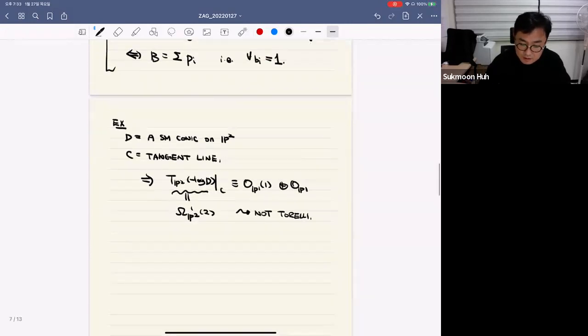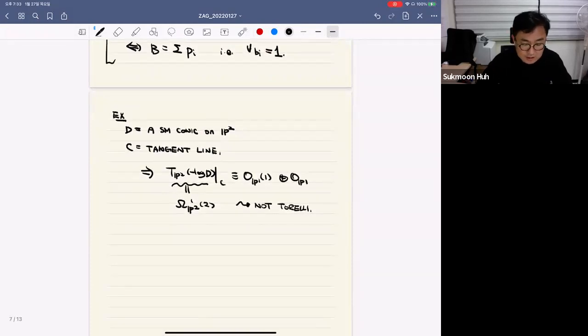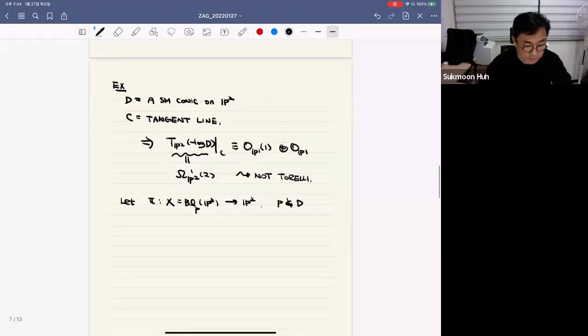But the thing is that our idea is to blow up a point not contained in this conic. So let's consider the blow up pi: X, which is a blow up of P2 at one point, say P, where P is not contained in this smooth conic. And then let's consider a line passing through this point P, and then consider its strict transform, say C. So C is in the system of L minus E, where E is the exceptional divisor and L is the pullback of the line.